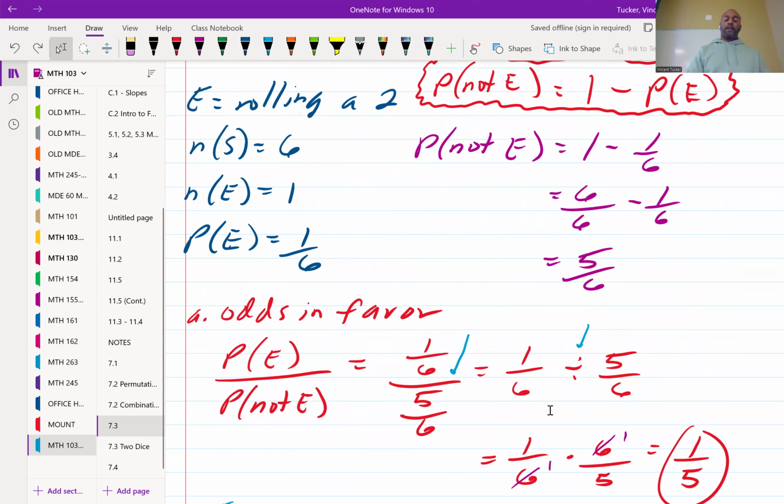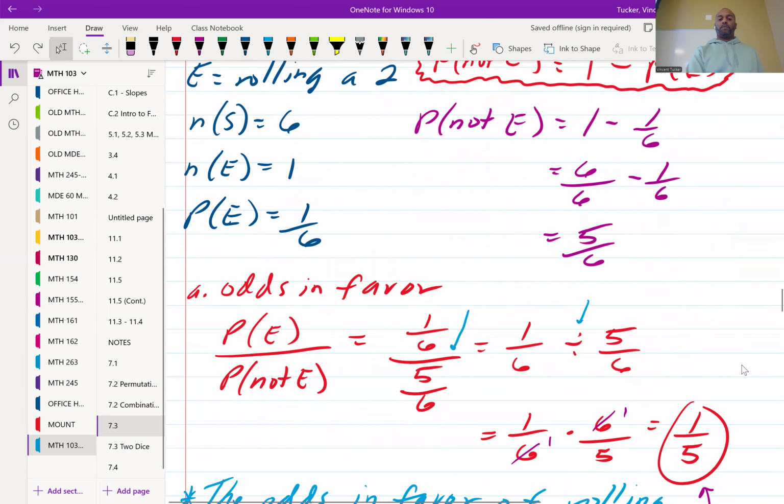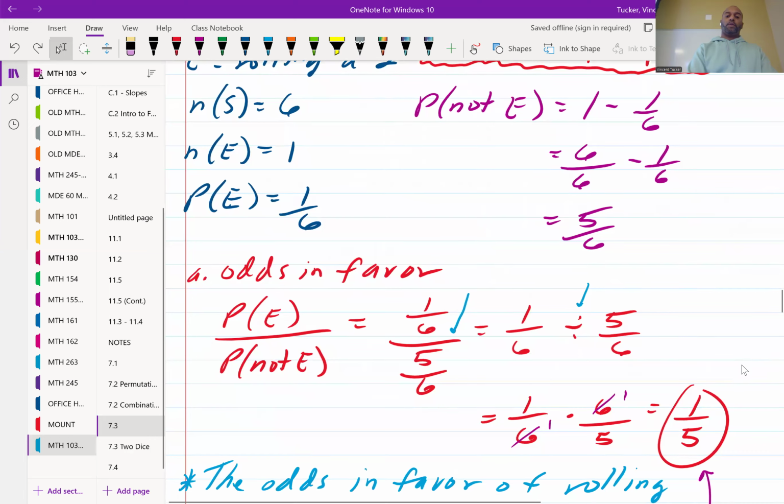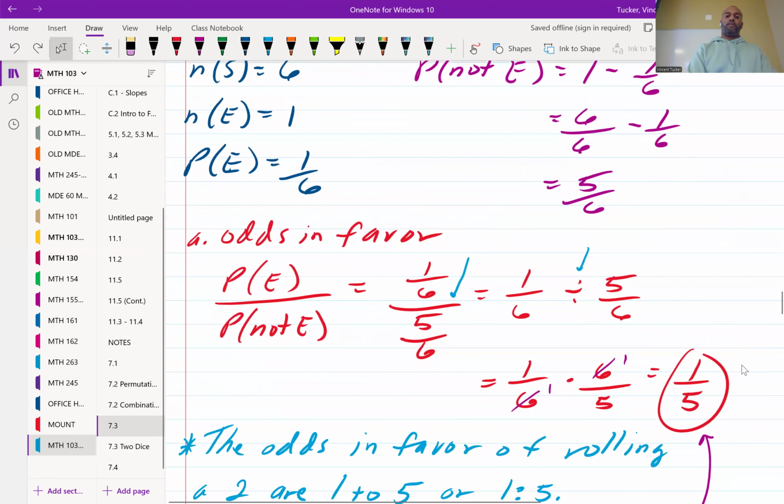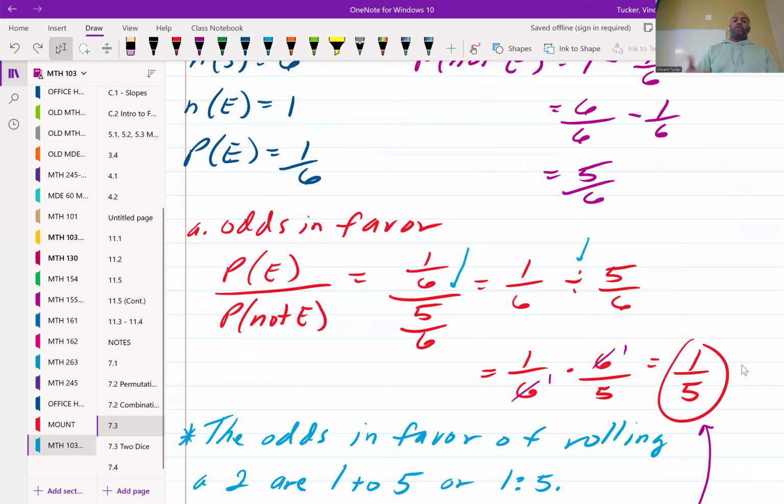The calculation, I should say. Whenever you divide by a fraction, you multiply by the reciprocal. So that's why I have 1/6 divided by 5/6. That turns into 1/6 times 6/5. Those sixes cancel, and when you multiply across, you're left with 1/5. So the concluding statement for part A is the odds in favor of rolling a 2 are 1 to 5.